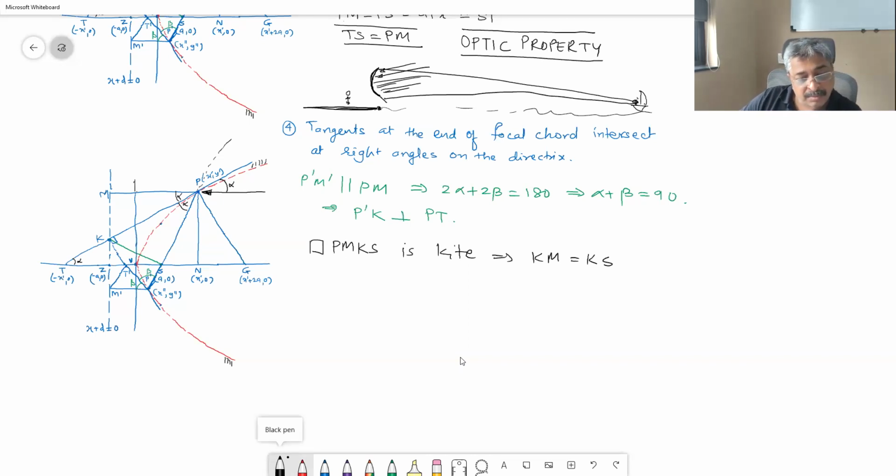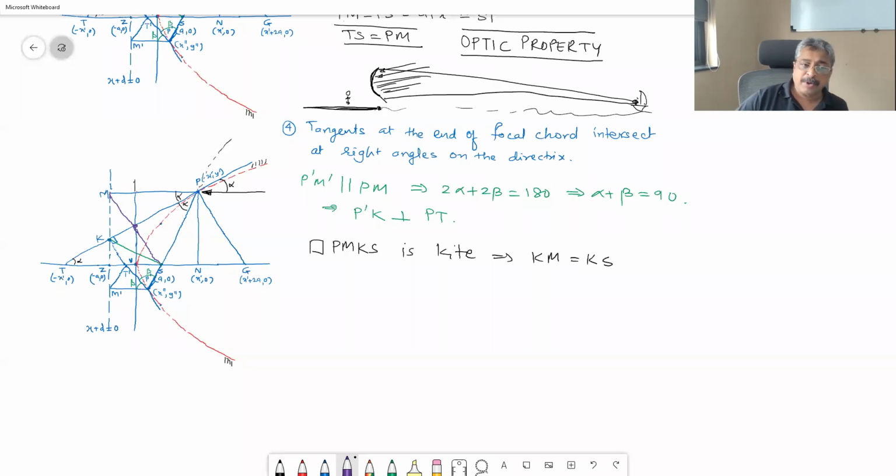Maybe you can, anyway, someday or the other we have to join this, and that point is also important. As far as segment MS is concerned, P and T are equidistant. Therefore, the tangent at P is a perpendicular bisector of MS, and hence this tangent intersects at K. Therefore, KM is equal to KS.